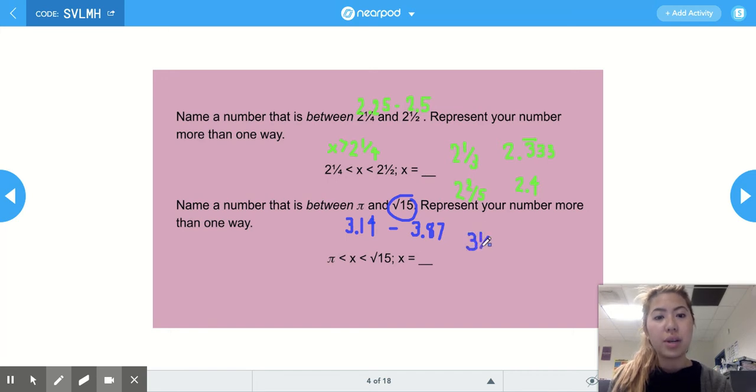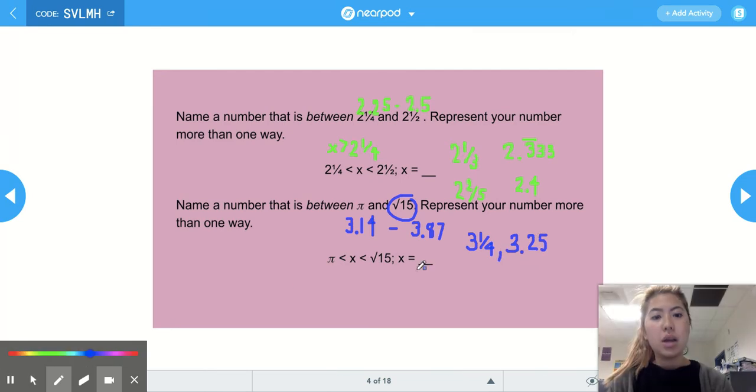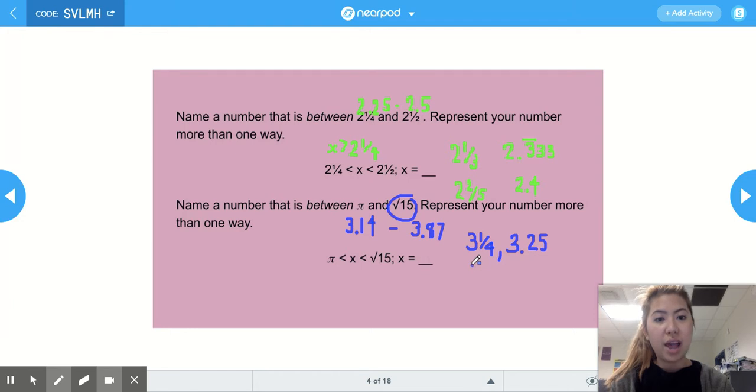One such number is going to be 3 and 1/4, which as a decimal is 3.25. Another such number is going to be 3.5, which as a decimal is 3.5. And we can even do 3 and 3/4, which as a decimal is 3.75.